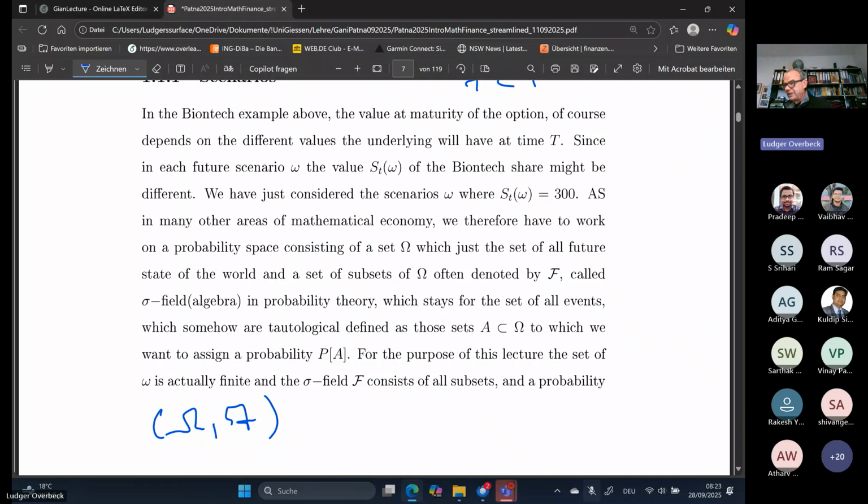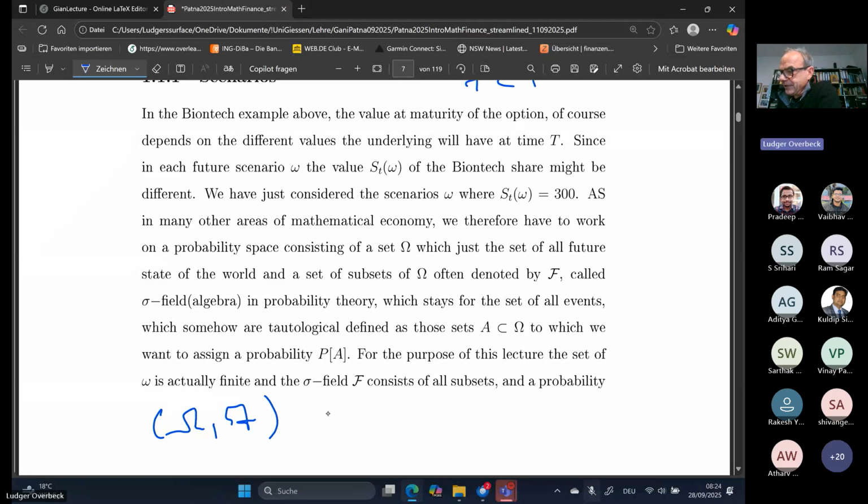So for our purpose, we just assume that's a countable space. Of course, in reality, it's even a finite space, you have finitely many scenarios. So this means currently, from a mathematical point of view, F are just all subsets of omega. But in general, it's called a sigma field or sigma algebra. And so we assign probabilities to this.